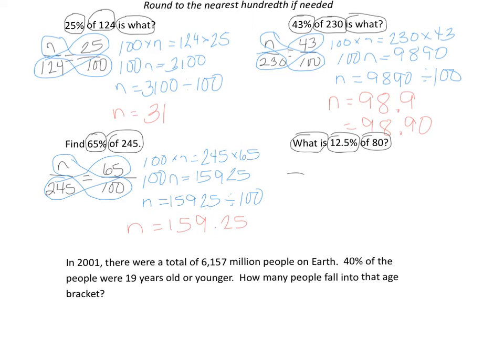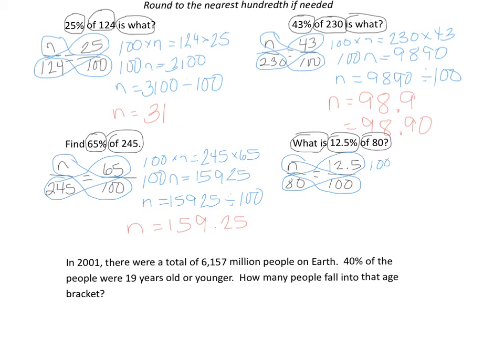However, the percent sign is a dead giveaway for what goes over 100. 12.5 has the percent sign, therefore 12.5 can only go over 100. It can go nowhere else. 80 is your whole because it goes with the word of, telling us that we're again looking for the part. Cross multiply like we have been.